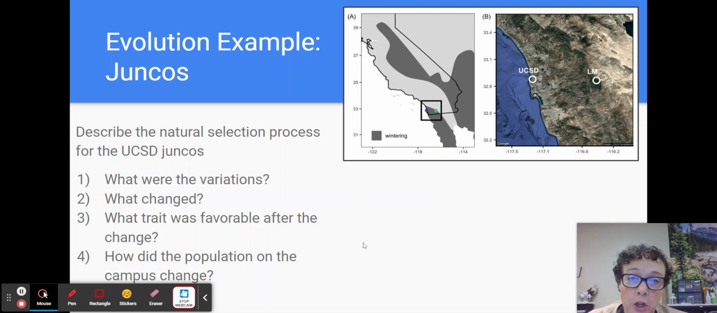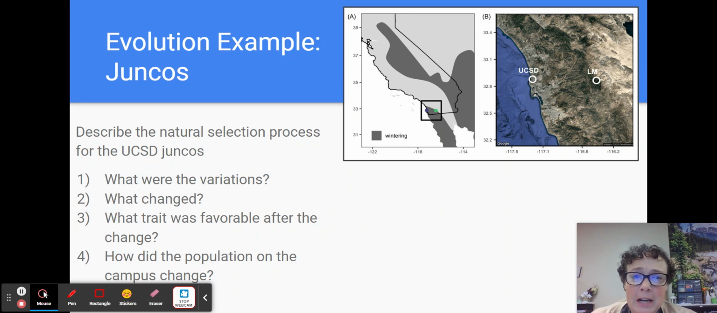So what about our juncos? How do we apply all of these skills to the junco population? So what are the variations in the juncos? Well, the variation were the habitats. We had the University of California, San Diego population, right? And we have the Mount Laguna area. What are the variations within the birds? We had birds that had bolder behavior, right? So birds that were bolder and less scared of humans when exposed to humans, and birds that were much shyer.